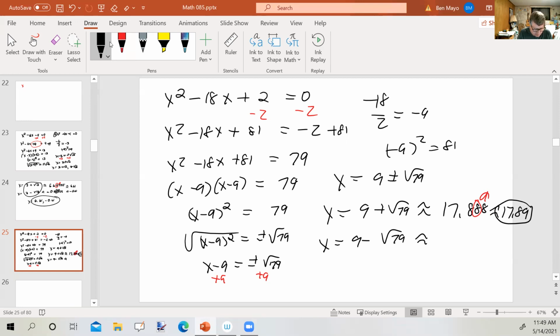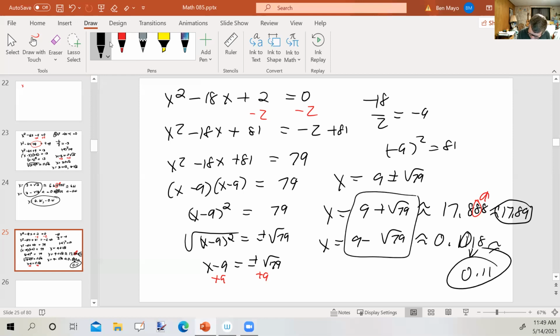And then 9 minus the square root of 79, 0.1118. The 1 in the thousandth place would round down, so we're going to get 0.11. So our exact answers are here, and our approximate answers are there.